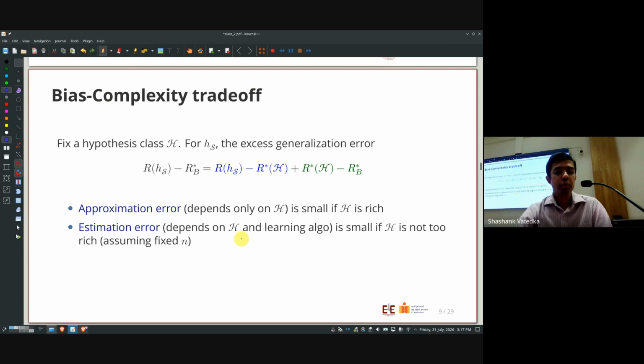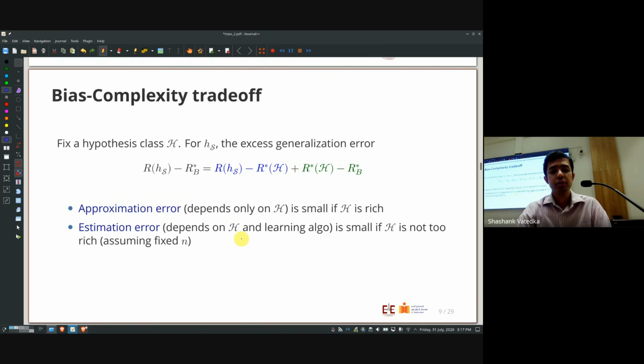Okay. So the approximation error, as I said, is small if H is rich enough. If you take H to be the set of all functions, or if somehow you could choose H to be equal to the concept class, then this quantity is equal to 0, or you can make it as small as you want.